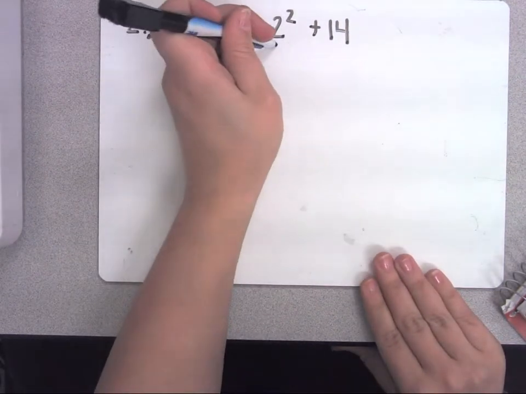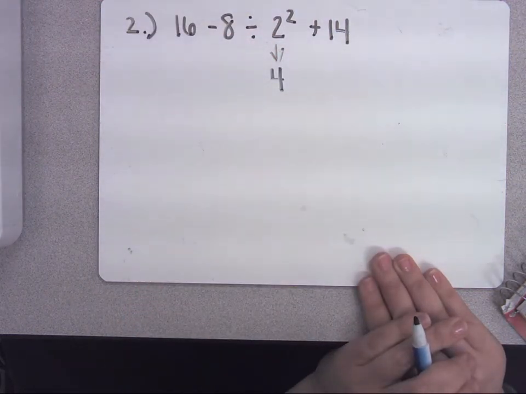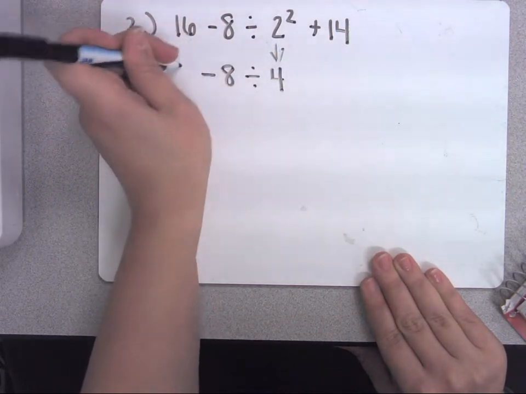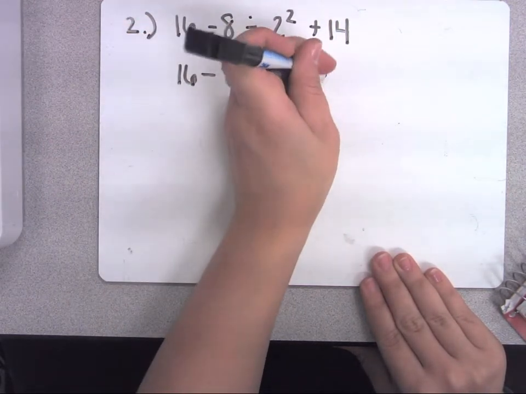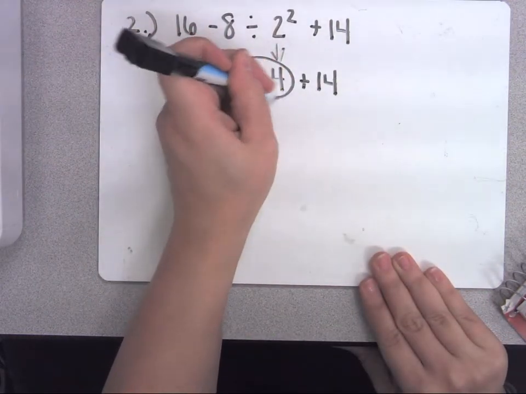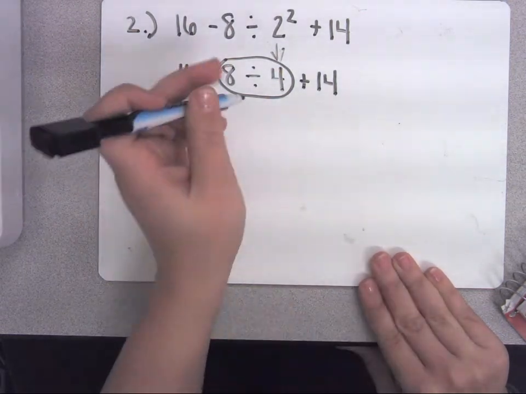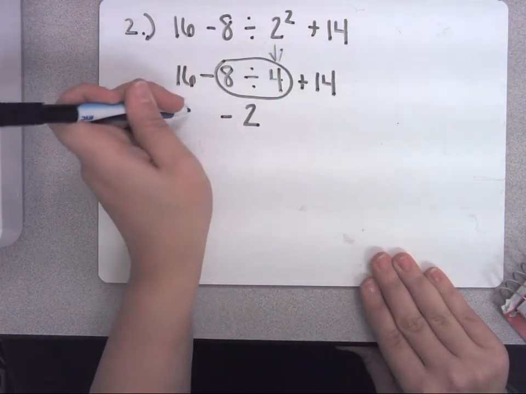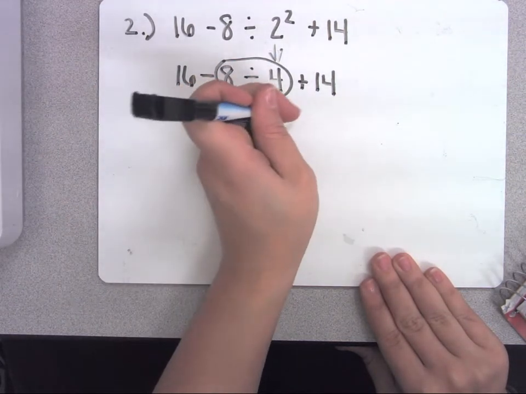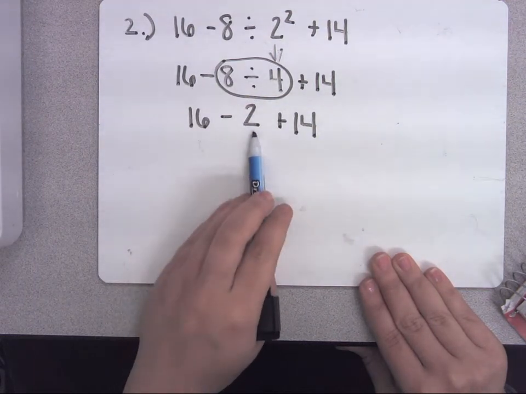Okay. Let's look at it. This turns into 4. Yes? Bring this down. Next, do that part. What's 8 divided by 4? 2. Bring everything else down. 16 minus 2.